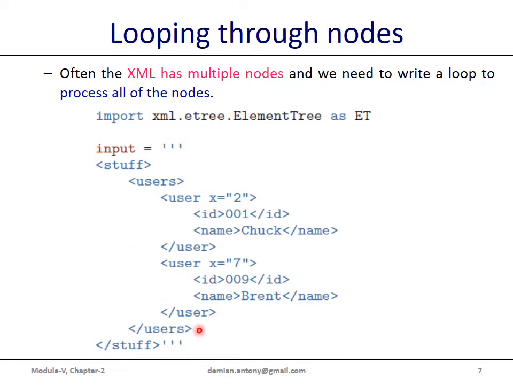Then we have the first child, users, and the users tag has two child nodes. One user with attribute x equal to 2, one more user with x equal to 7, and each user has two child nodes, id and name. Let us write a program, the code, to access all these values of users, that is, the id and name.